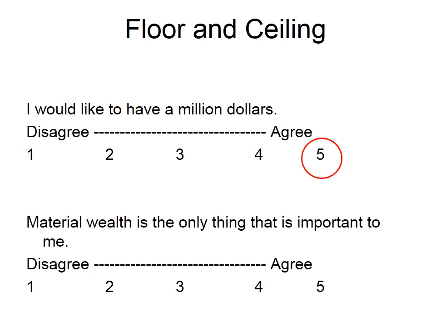We can also find floor effects, where basically everyone is going to disagree with an item. For example, "Material wealth is the only thing that's important to me." Very few people are going to agree with that. But again, we could reword it: "Material wealth is important to me." Then we're probably going to see a little more disagreement.